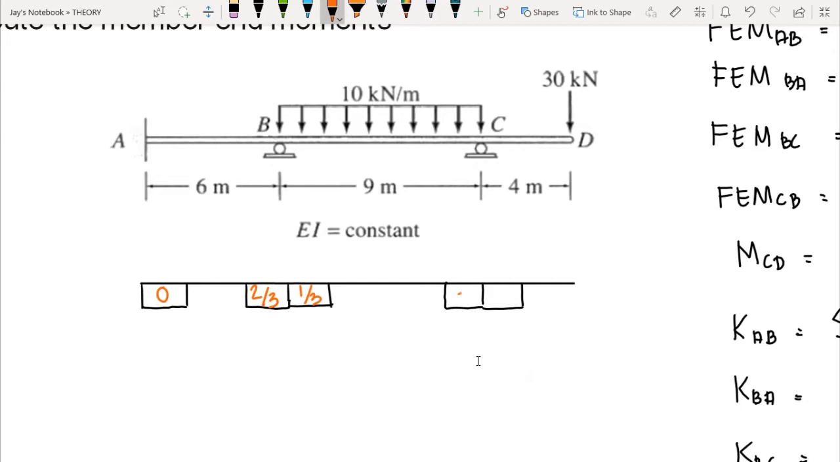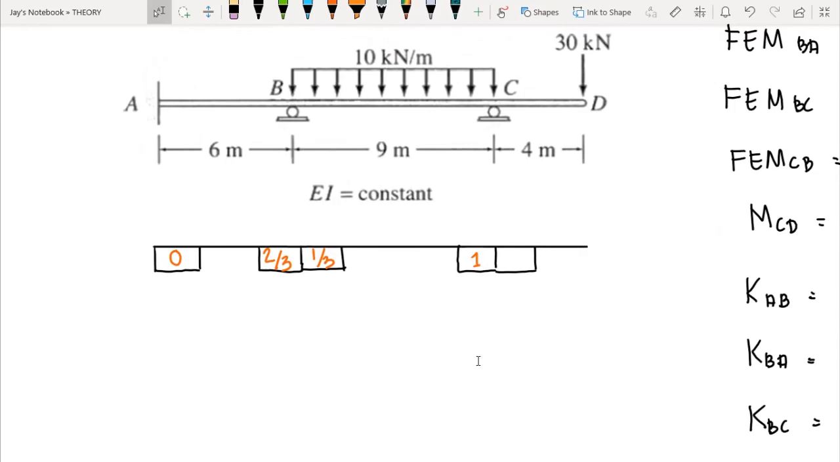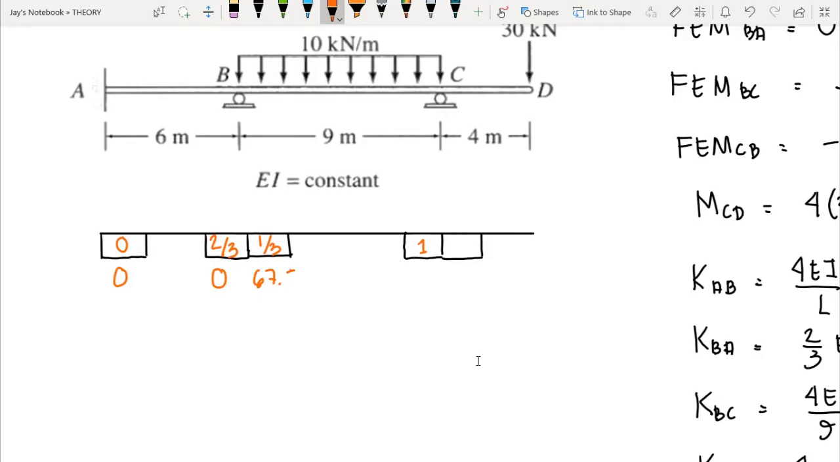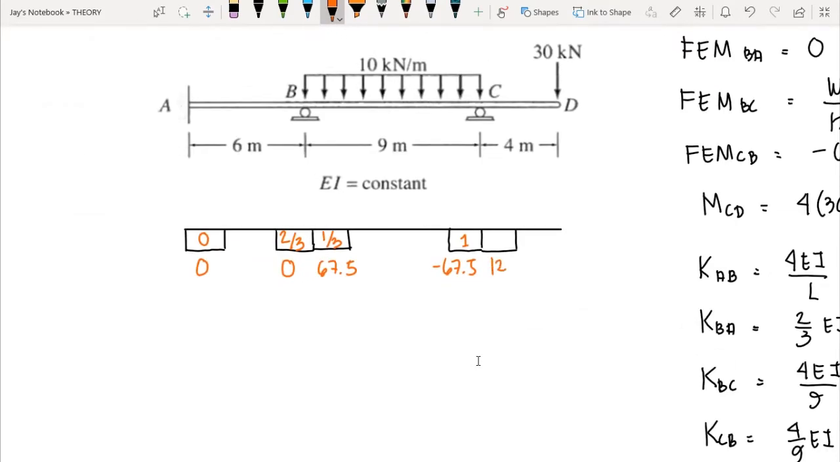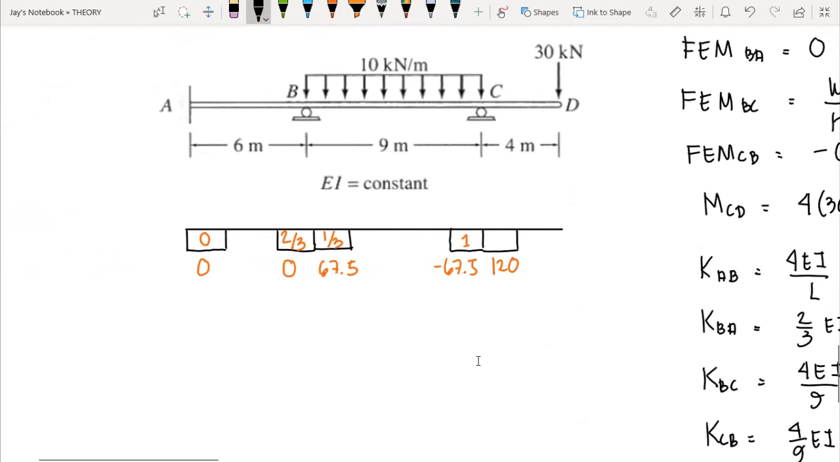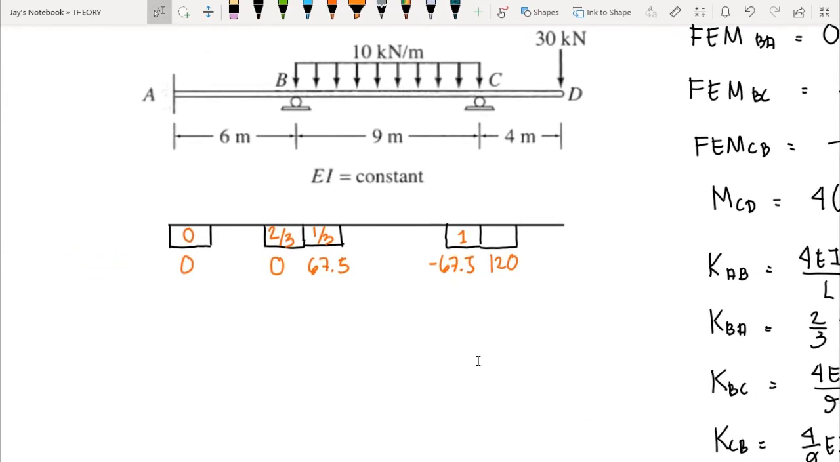Now for C, we have 1, again because we eliminate the overhang and we set the roller here as an exterior support. And then we have the fixed end moments. Fixed end moment AB is 0, fixed end moment for BA is 0, fixed end moment for BC is 67.5, the fixed end moment for CB is negative 67.5, and the moment for CD is 120 kilonewton meter. So we have now these moments.